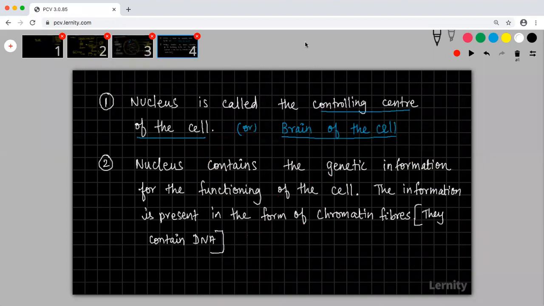What is this point trying to tell you? This point is trying to tell you that the nucleus contains genetic information for the functioning of the cell. The information is present in the form of chromatin fibers. The chromatin fibers will contain the DNA. Okay, so now the third point.